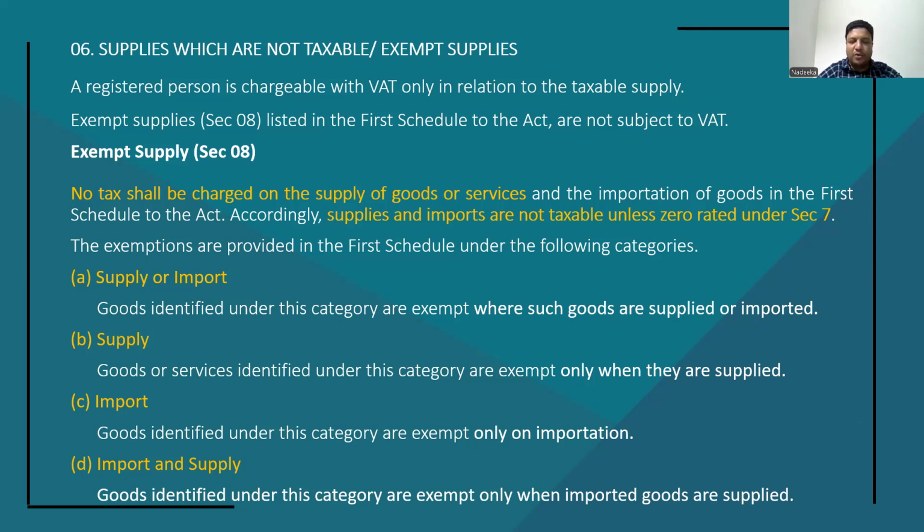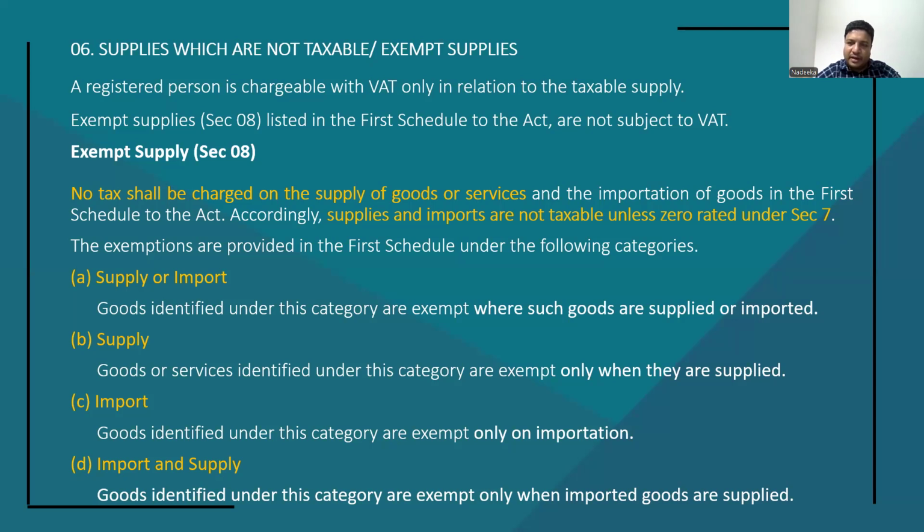Fourth one, import and supply. Importation is covered, supply is also covered. Here, you have to import and sell. If a particular item is categorized under import and supply segment, it is exempt when they are imported and supplied. So that is how you should read the exemptions and understand.